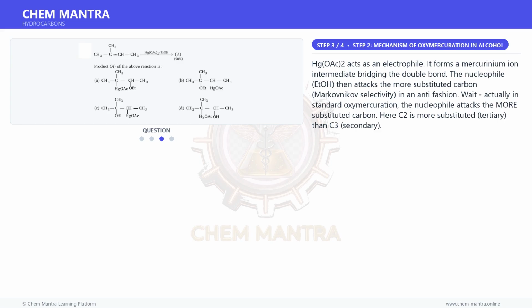Hg(OAc)2 acts as an electrophile. It forms a mercurinium ion intermediate bridging the double bond. The nucleophile, EtOH, then attacks the more substituted carbon, Markovnikov selectivity, in an anti fashion. Wait, actually in standard oxymercuration, the nucleophile attacks the more substituted carbon. Here C2 is more substituted, tertiary, than C3, secondary.